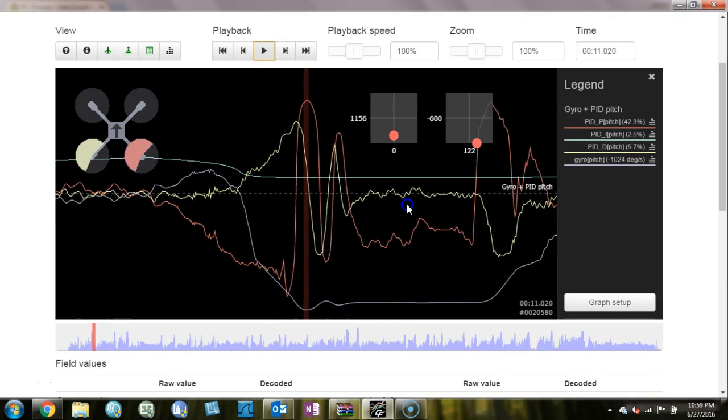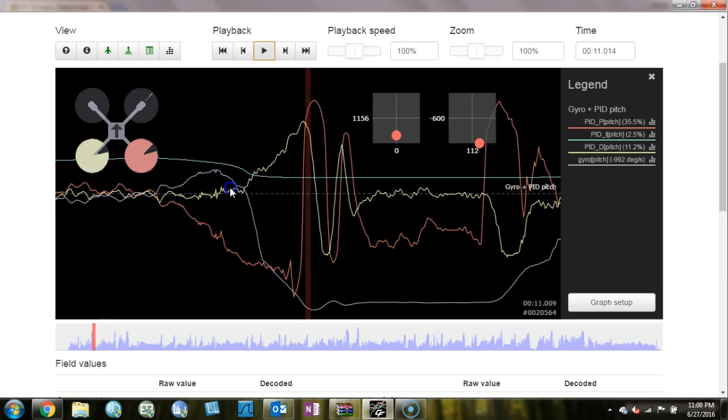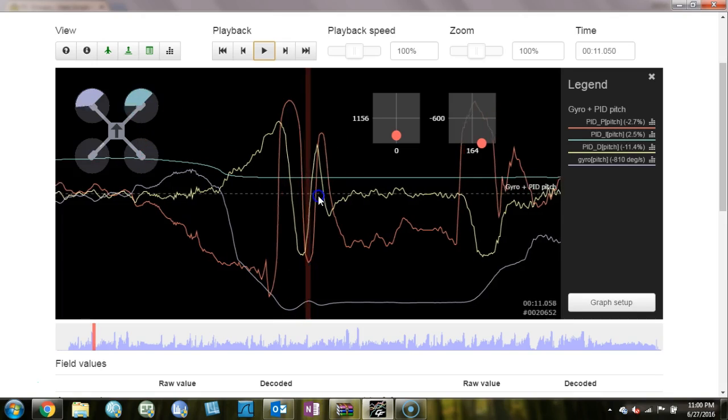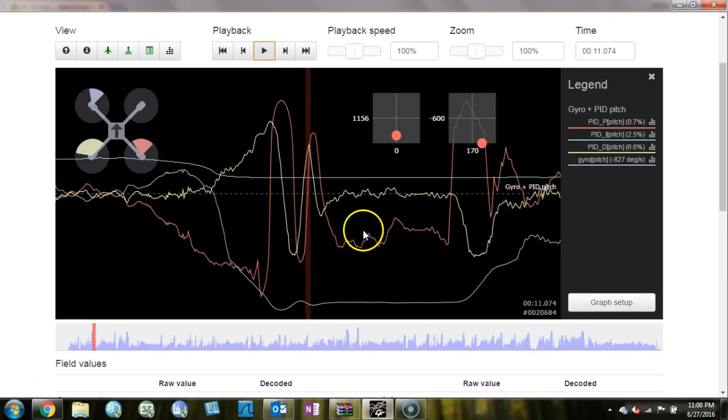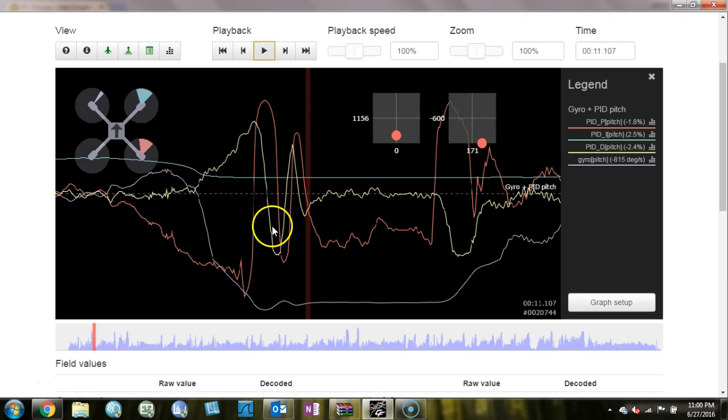Now you see you get this big spike in your motors here. Here you're back flipping, but the rear motors are spiking quite high, even hitting full there for a minute, whereas the front motors are slowed down. This is not ideal. I mean, it's not terrible, but it's hardly ideal.